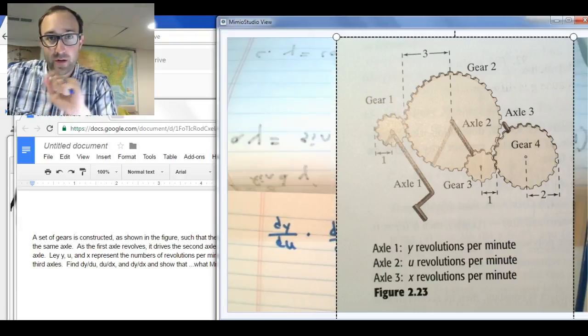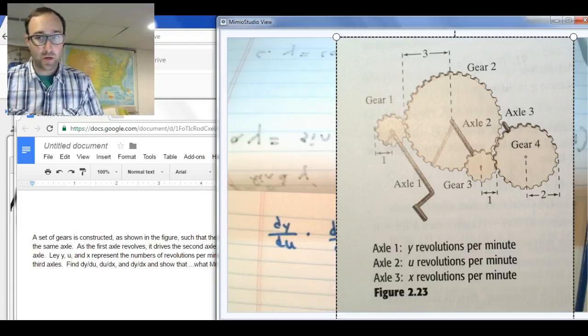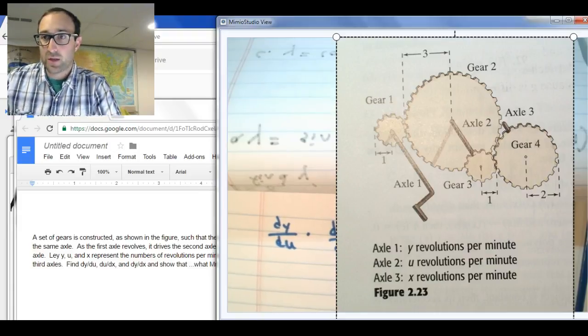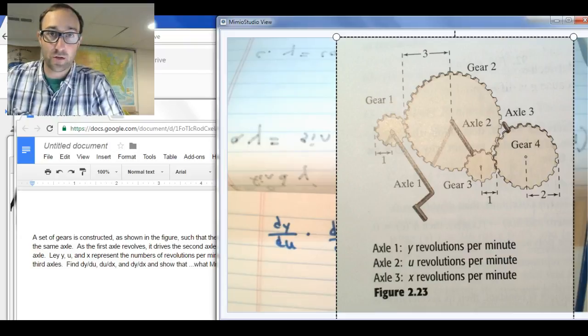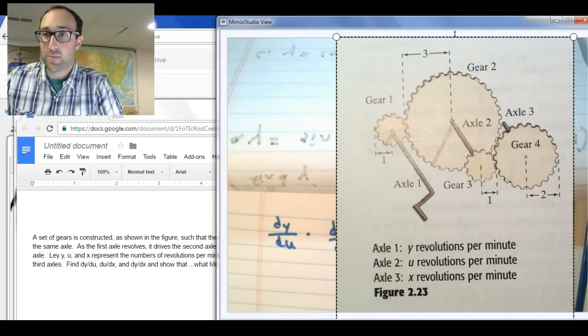Alright, so here is what we know. According to this picture, gear 1 has a radius of 1, and gear 2 has a radius of 3, which means the circumference of gear 2 is going to be 3 times the circumference of gear 1, just because of the linear relationship. So the radius is 3 times, the circumference is also going to be 3 times the size. That means gear 1 needs to go 3 times around for gear 2 to go around 1 time, which makes axle 2 go around 1 time.